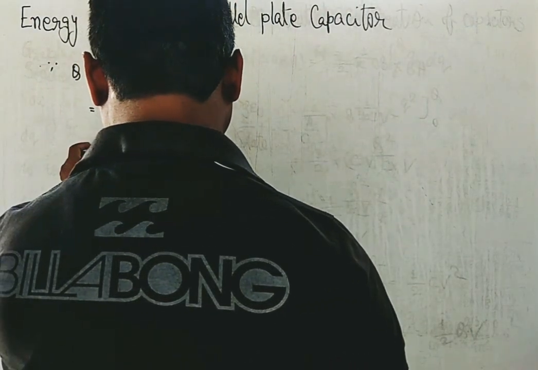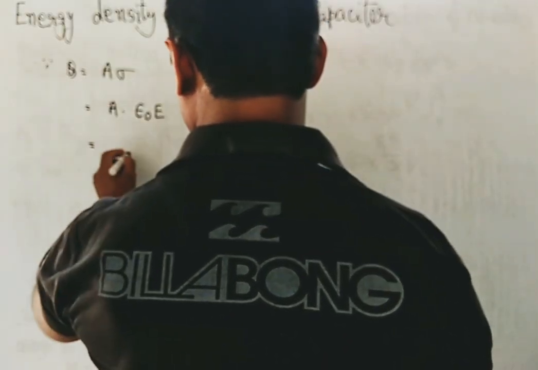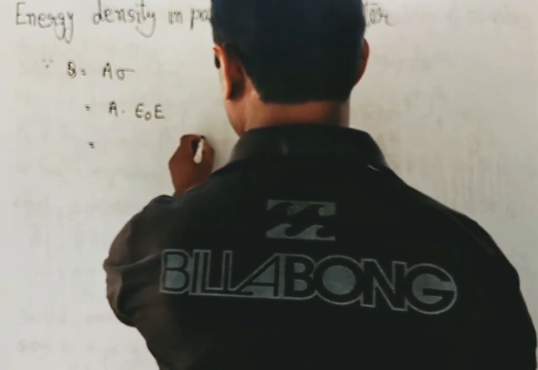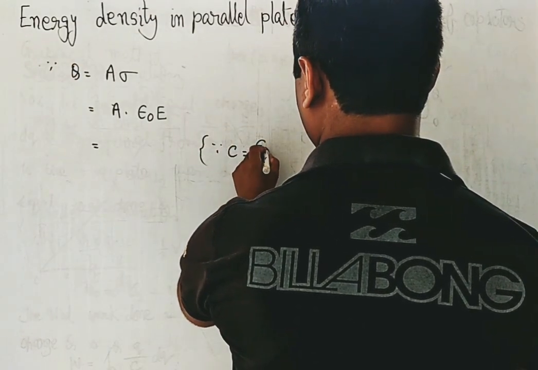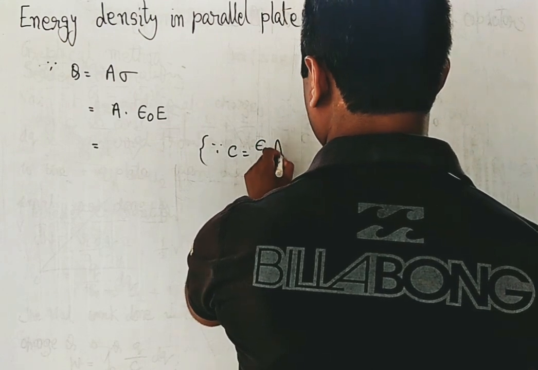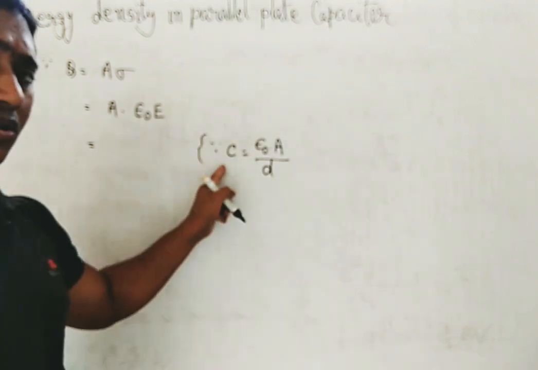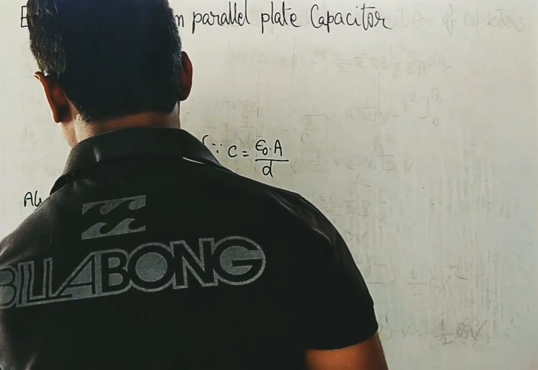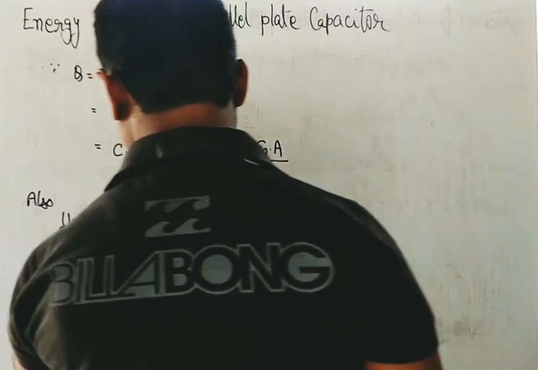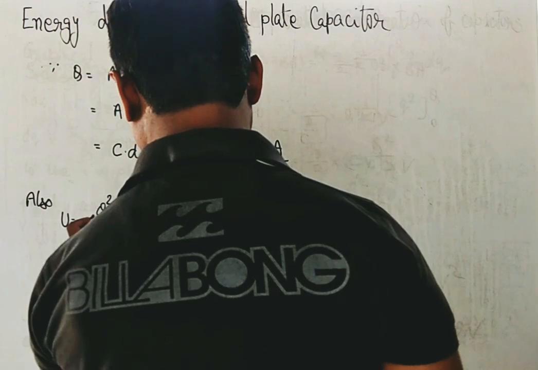Now further, we can write the value of C as epsilon naught A by d. So this is the capacitance of the capacitor. C equals epsilon naught A by d, and the energy U equals Q squared upon 2C.